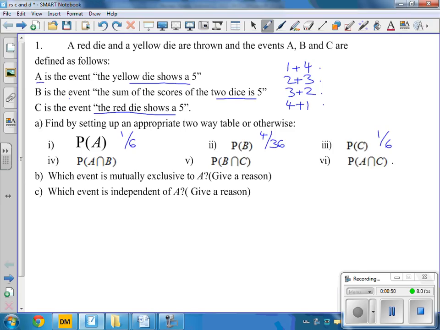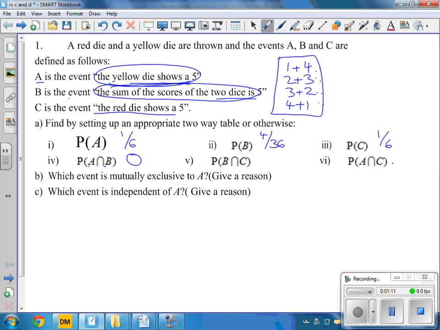Now these are the interesting ones. This says we want A and B both to happen. We want there to be a 5 on the first dice and the total to be 5. Well, if you notice here, none of these uses a 5. It's impossible to happen. You can't get a 5 and a total of 5. So the answer to that one is 0.